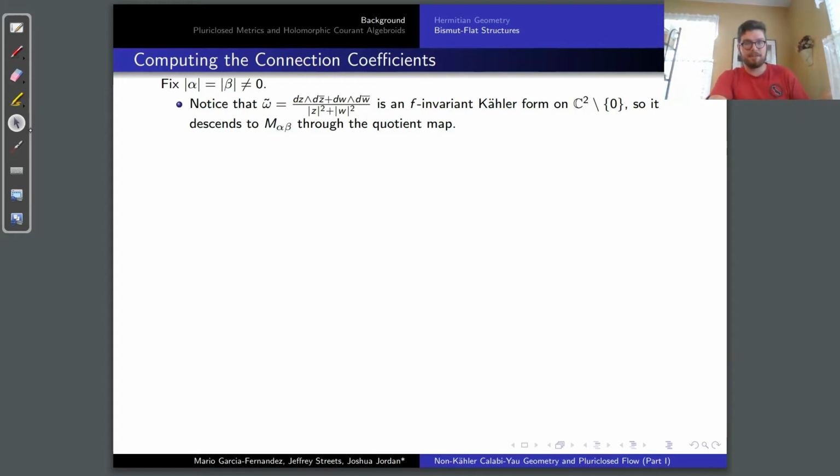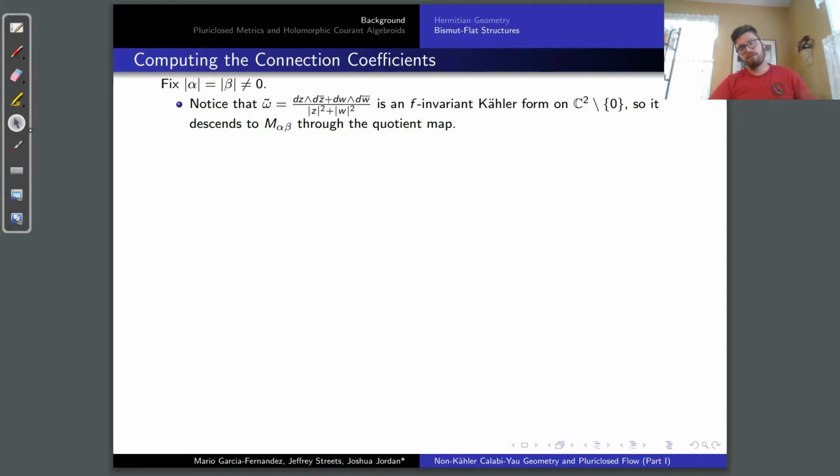Just because this is a differential geometry talk, I figure it's worth throwing in a couple ugly calculations just in case you're not familiar with Hermitian geometry. And so the one that I really wanted to do is just checking that the Hopf surface, the diagonal Hopf surface, is in fact Bismut-flat.